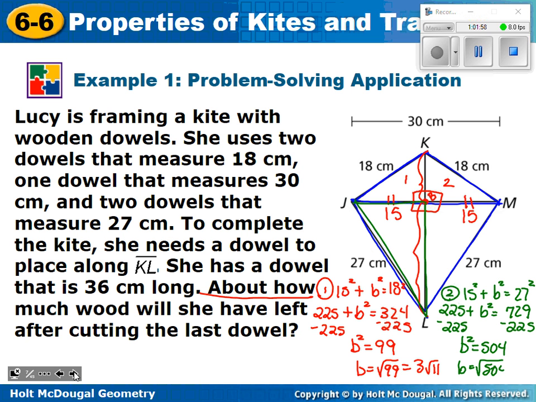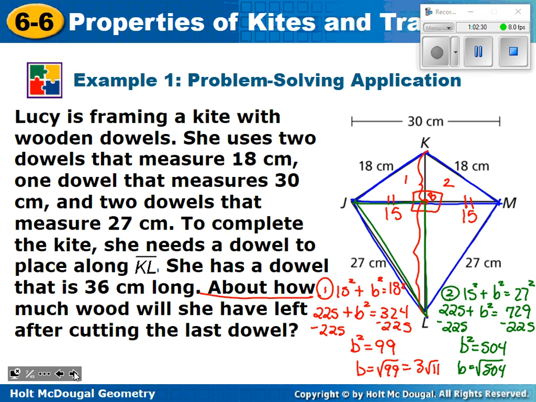We could still simplify that too. That's going to take a little bit more work. 504 factors into what 2 numbers? You said 2 times 252, okay? And then 252. Will 3 go in there? Nope. 4. Okay, let's not make this hard on ourselves. Let's not worry about simplifying that. I don't know that it will go any further.